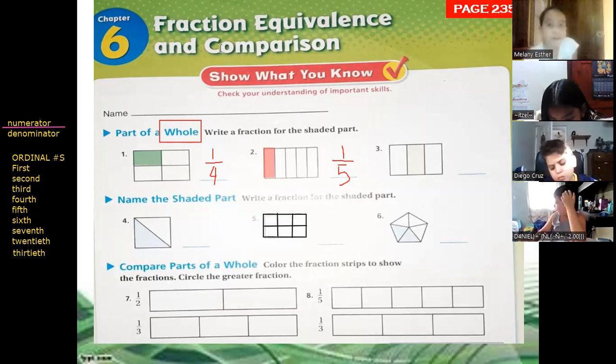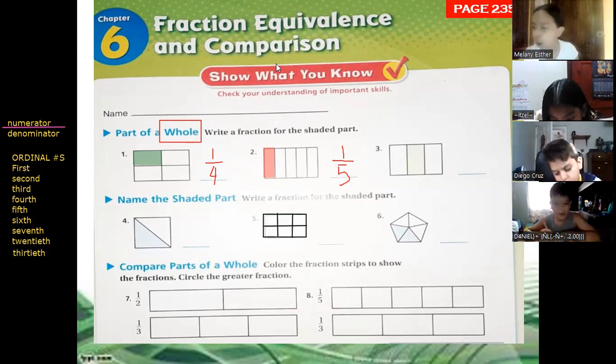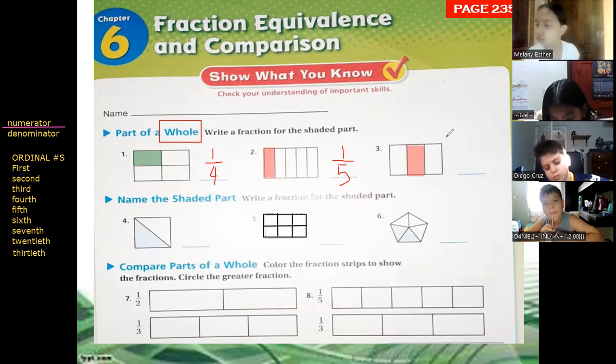Okay, so the next exercise. I am going to color this part. This one is colored. So, what is the fraction that represents this exercise 3? What is the fraction?